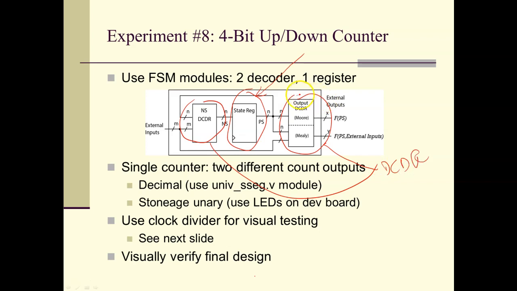In this experiment, the outputs, as far as the output decoder goes, they're both Moore type outputs. You have both a decimal output and a Stone Age unary output. The decimal output is going to feed into this 7-segment display module, which is going to allow you to put it on the board. To see it on the board, it's going to automatically multiplex the displays. Second thing is, because we want to see this count, we need to slow down that clock divider, and a big description of that is on the next page here. And finally, we're just going to verify this is working by just looking at it.